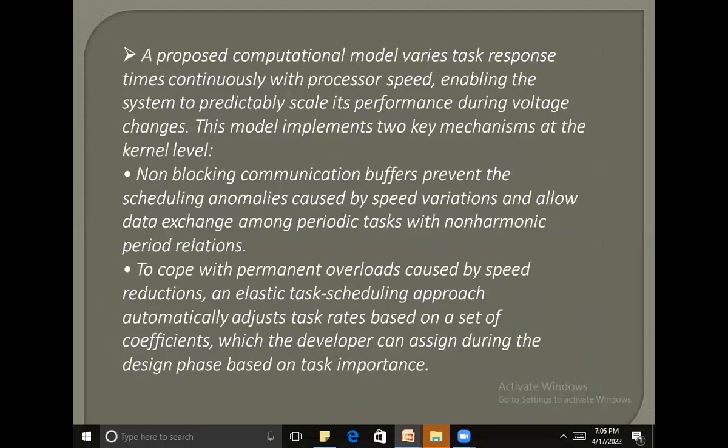A proposed computational model varies task response times continuously with the processor speed, enabling the system to predictably scale its performance during voltage changes. This model implements two key mechanisms at the kernel level. Non-blocking communication buffers prevent the scheduling anomalies caused by speed variations and allow data exchange among periodic tasks with a non-harmonic period relation. To cope with permanent overloads caused by speed reductions, an elastic task scheduling approach automatically adjusts task rates based on a set of coefficients, which the developer can assign during the design phase based on the task importance.